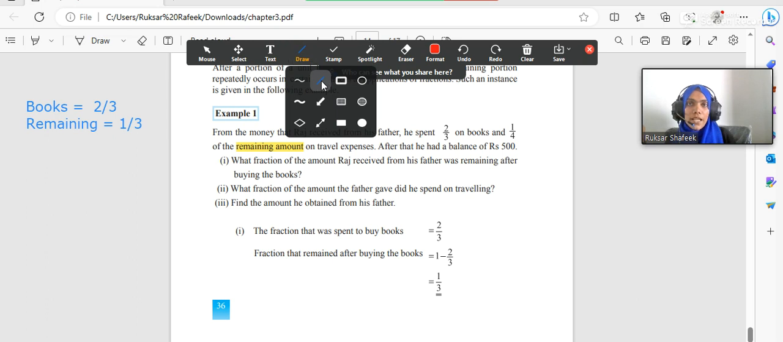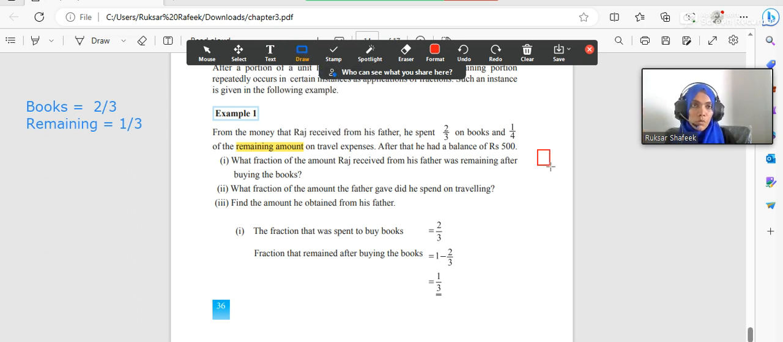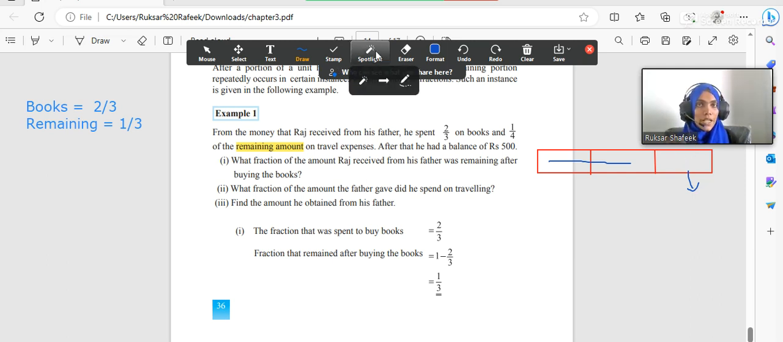If I'm showing that as a diagram, let's think of it this way. This is my diagram. I'm dividing this into 3 equal parts. So 2/3 is used up for books. So this 1/3 is what I have remaining now. Now what they mean is 1/4 of the remaining amount on travel expenses. This remaining 1/3 is divided into 4 parts now. So they're dividing this into 4 equal parts. So I'm going to divide this.